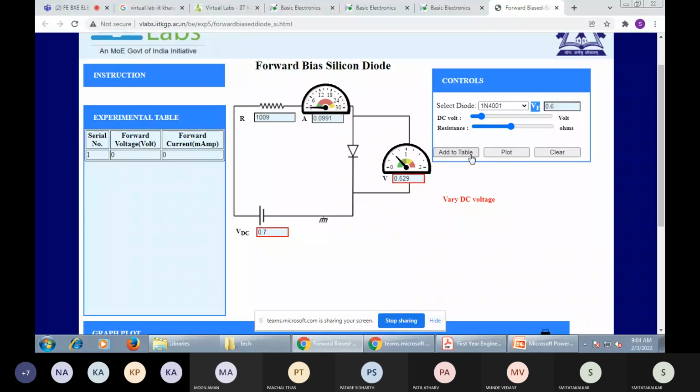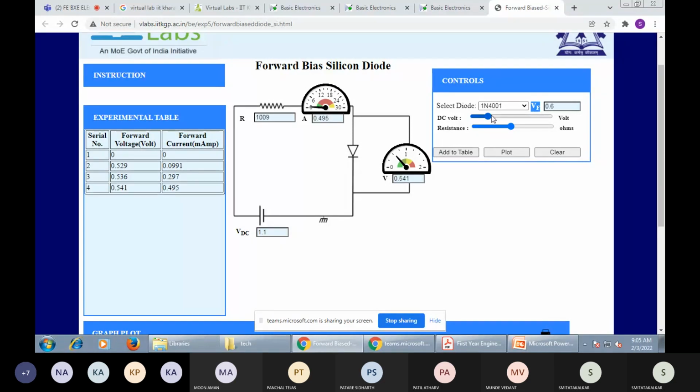This is the add-to-table option. Okay, then add the current. Exactly 0.7 volt will make the diode active. That voltage is known as the cut-in voltage. Then, as we vary the DC voltage, see the observation table.